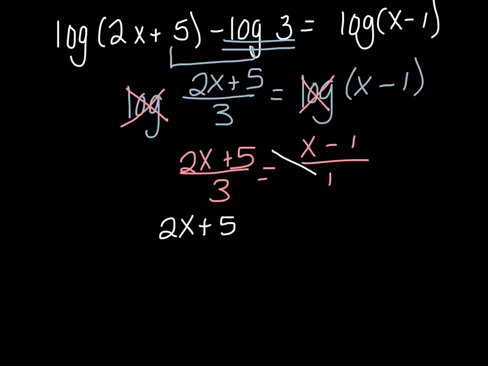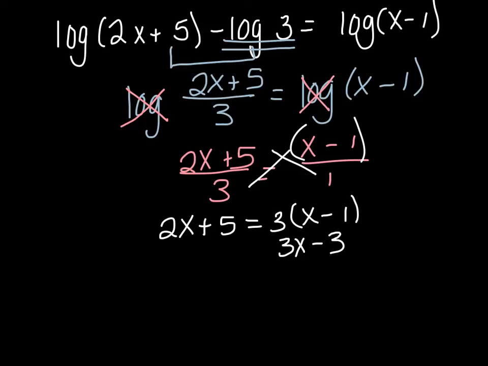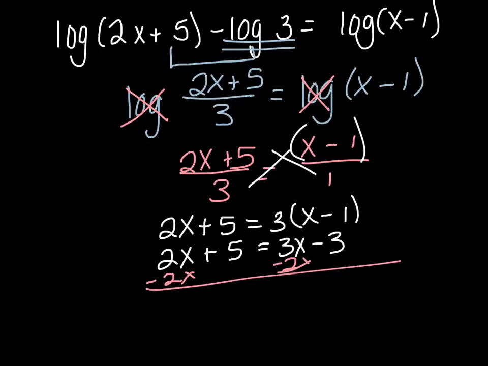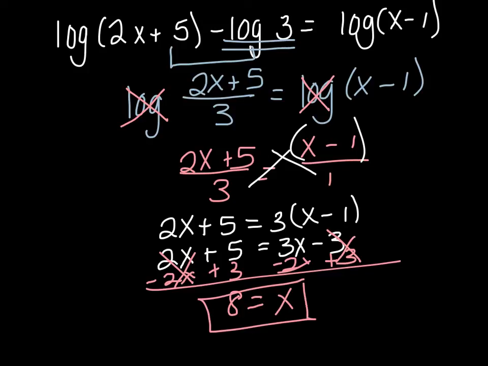2x plus 5 equals 3 times x minus 1. So on the right hand side I have 3x minus 3, and on the left hand side I have 2x plus 5. So I'm going to subtract 2x, and I'm going to add 3 at the same time. So that will cancel and I'm left with 8. That will cancel and I'm left with x. Therefore, x equals 8.